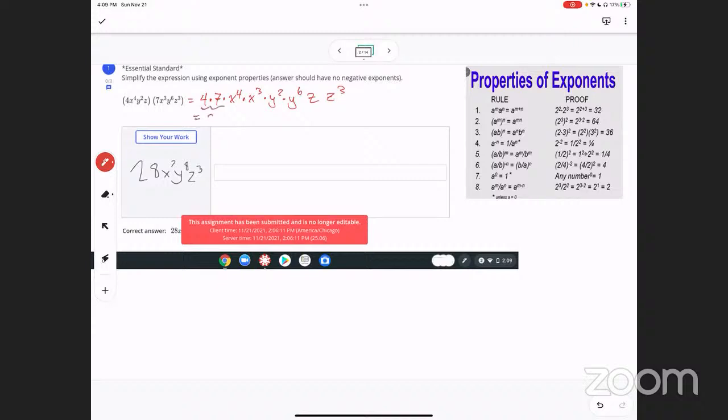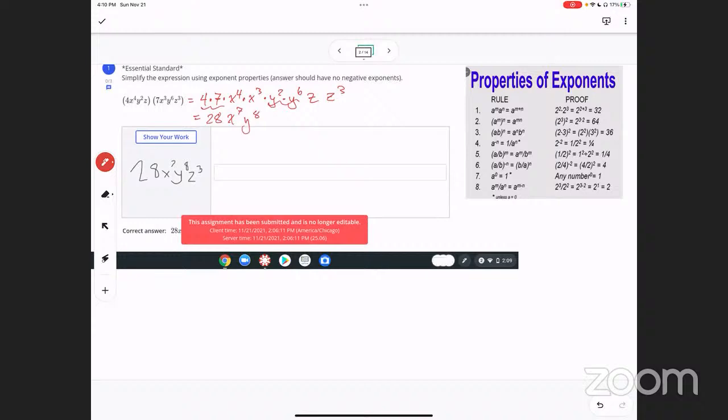28. Good. And what do you do if you have 4 x's and then another 3 x's in total? How many x's do you have? 7. 7, right? And that's this first property over here. You add the exponents, right? Does that make sense? Yeah. And similarly, you add the exponents 2 and 6, which is what?